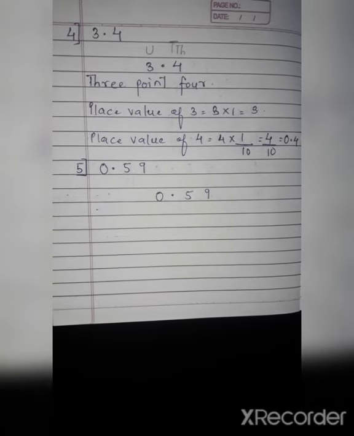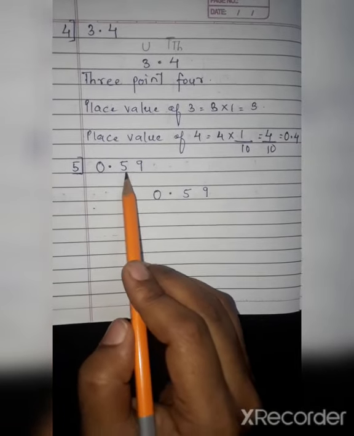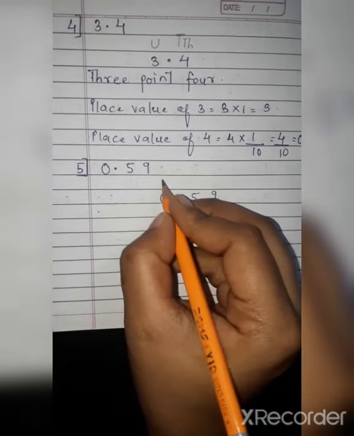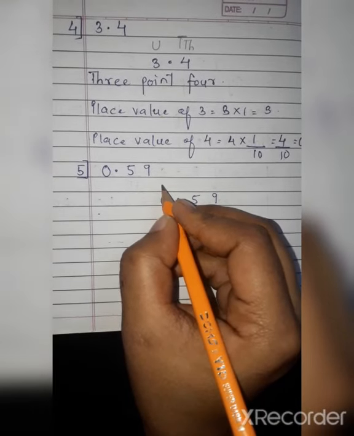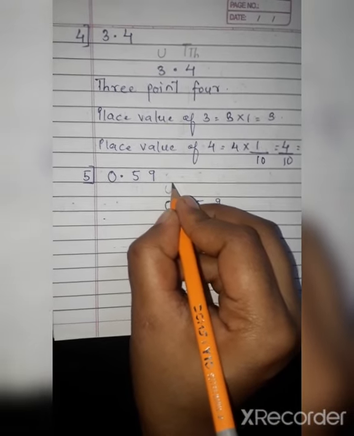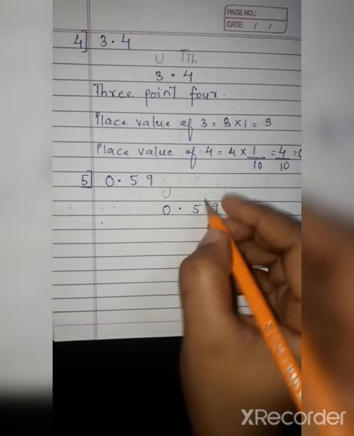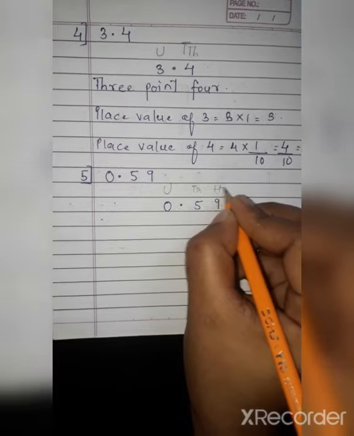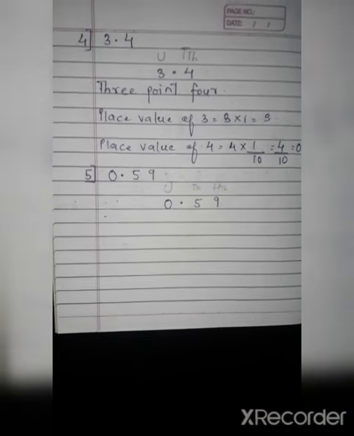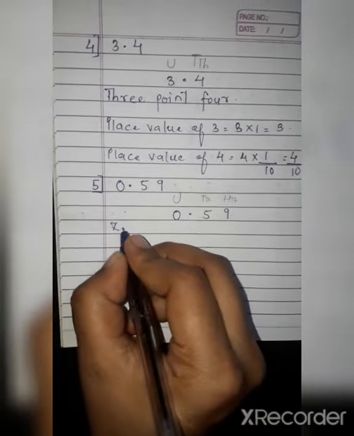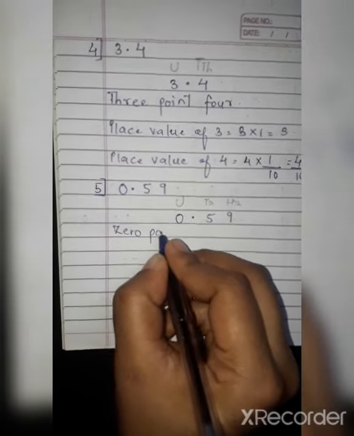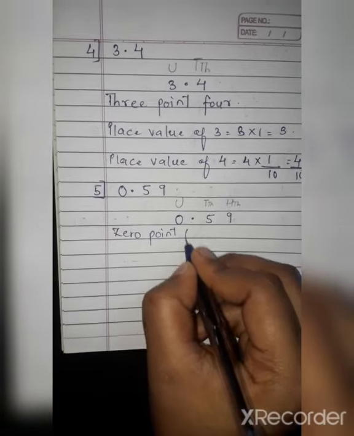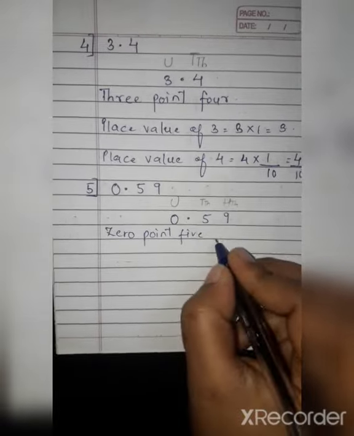Now moving to our next sum. Copy the question, sum number 5, 0.59. Now we will write the place value. 0 is at unit place. After the point, 5 is at tenths place and 9 is at hundredths place. How we will read it? 0.59.